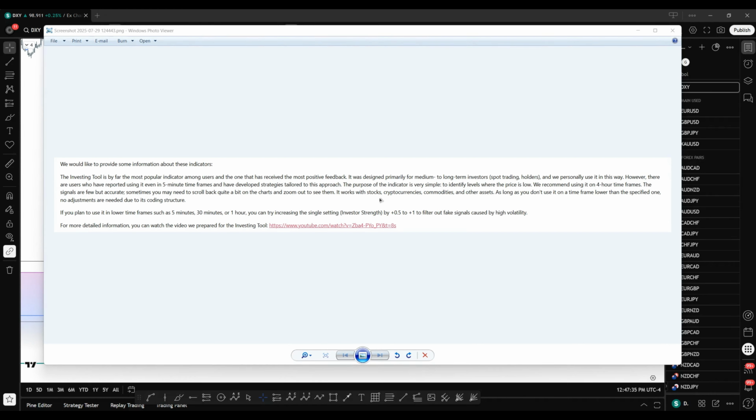It works with stocks, cryptocurrencies, commodities, and other assets, as long as you don't use it on a time frame lower than the specified one. No adjustments are needed due to its coding structure. If you plan to use it in lower time frames such as 5 minutes, 30 minutes, or 1 hour, you can try increasing the signal setting, to filter out fake signals caused by high volatility. For more detailed information, you can watch the video we prepared for the investing tool.